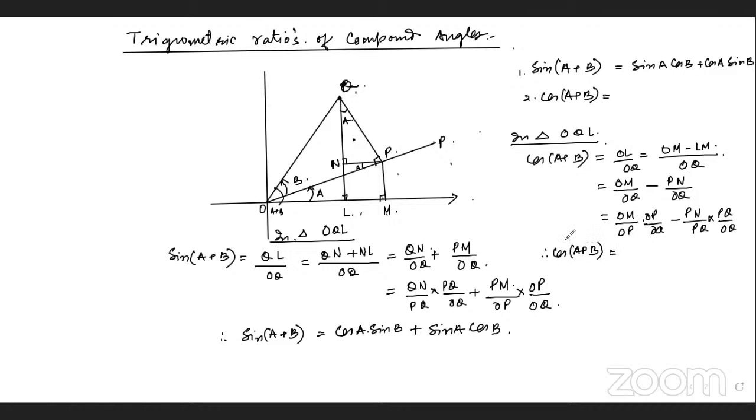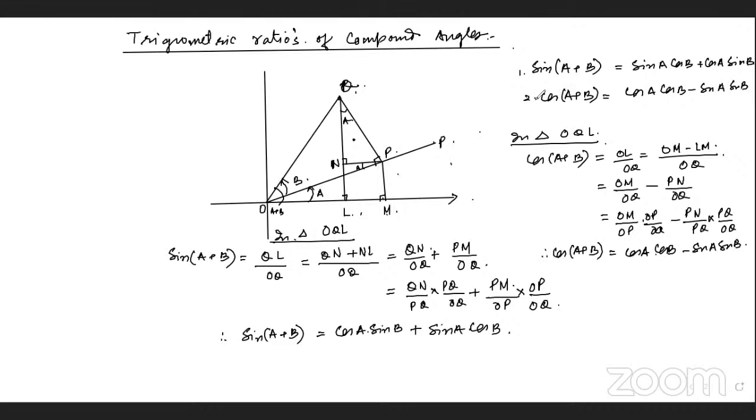You tell me what is OM upon OP. OM upon OP is base upon hypotenuse in this triangle OMP, that is cos A. Then OP upon OQ in this triangle OPQ, that is cos B. Then minus PN upon PQ, that is perpendicular upon hypotenuse, that is sine A. And PQ upon OQ, that is sine B. So therefore, we have this identity also. Cos of A plus B is cos A cos B minus sine A sine B.